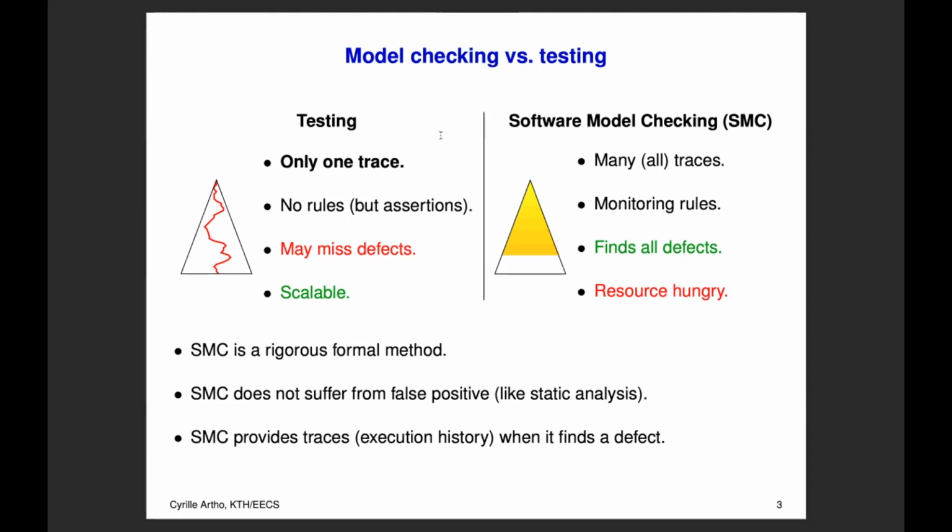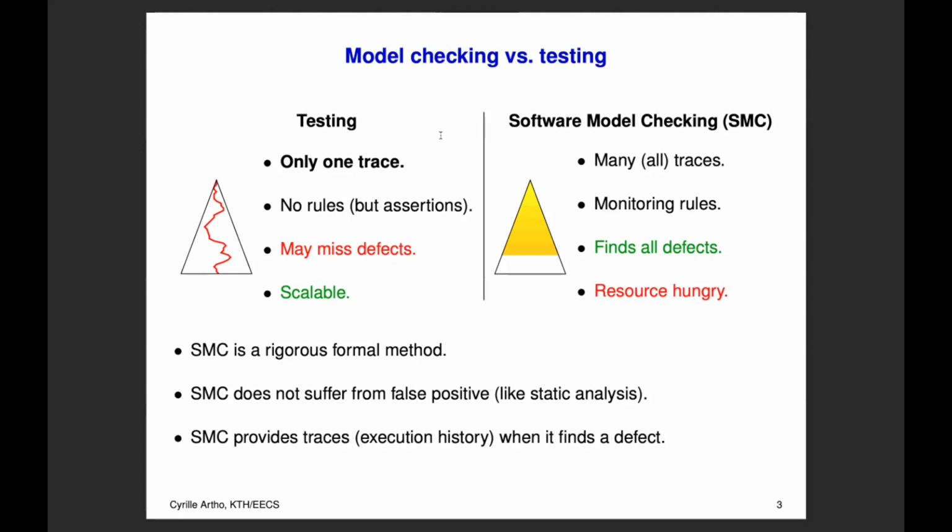So we can test the program maybe 10 times if it's somewhat non-deterministic or flaky, but even then we will miss defects if there are some that are related to concurrency. And this way of testing is therefore never exhaustive, but it's scalable, so it can run relatively fast.